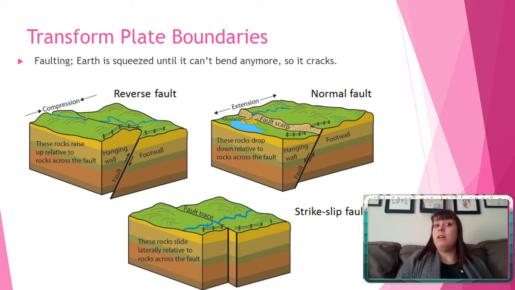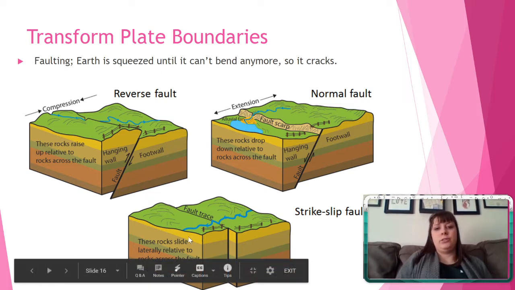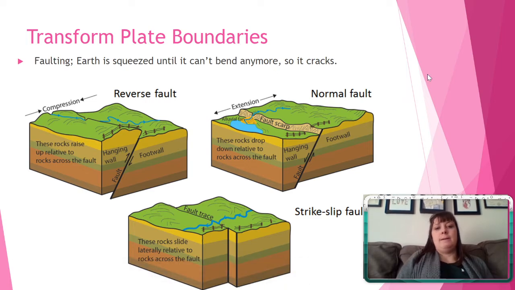If you've ever heard of faults before, we also get faulting. Here's some pictures of some different types of faults. So we have your reverse fault, a normal fault, and a strike-slip fault. And here in Utah, we actually have some faults, which is why we have like earthquake risks around here.